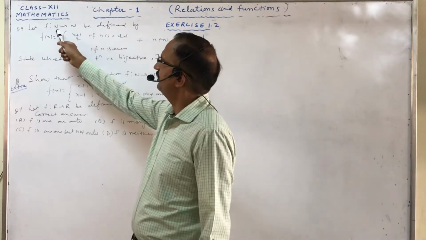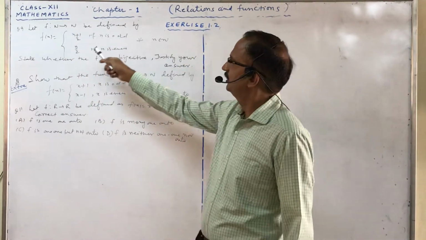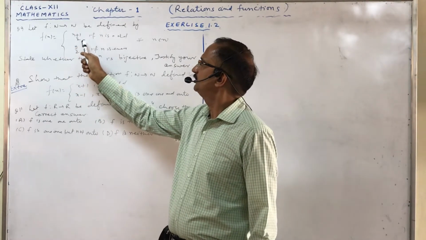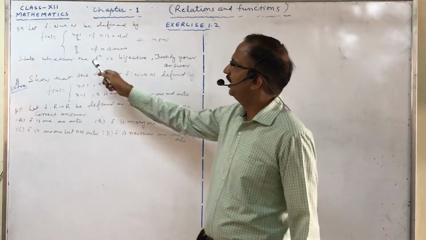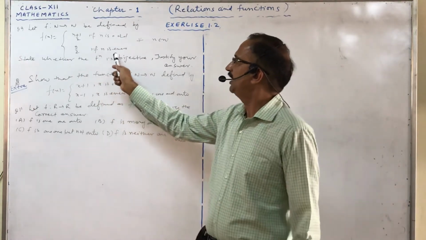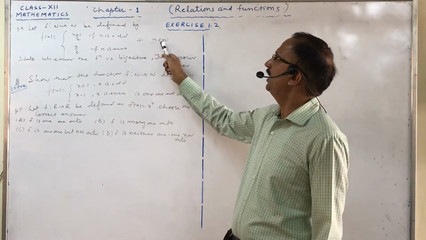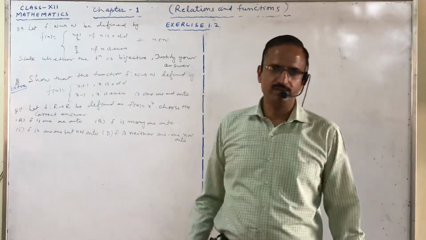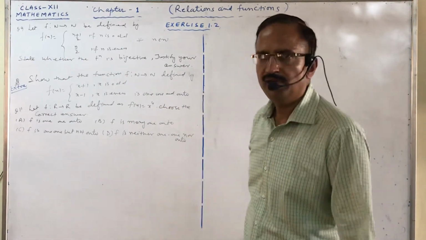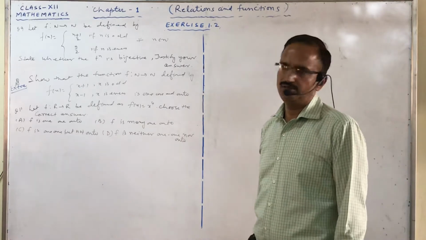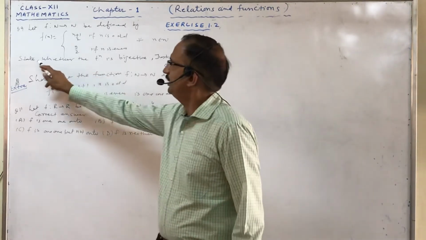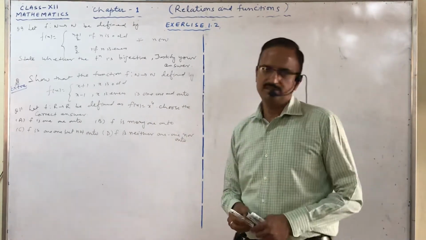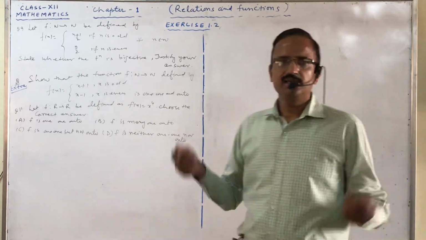f is a function defined from N to N such that f(n) is (n plus 1) by 2 if n is odd and n by 2 if n is even, for all n belongs to N, because this function is defined from natural number to natural number. So domain is natural number and codomain is also natural number. State whether the function is bijective. Justify your answer. So we have to check whether it is bijective.